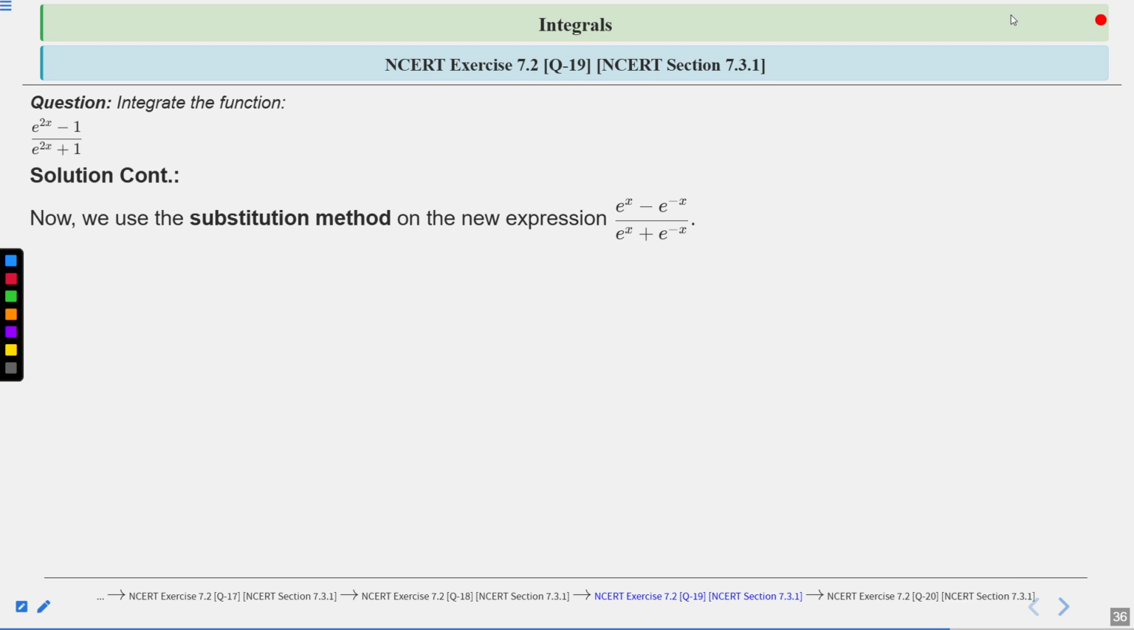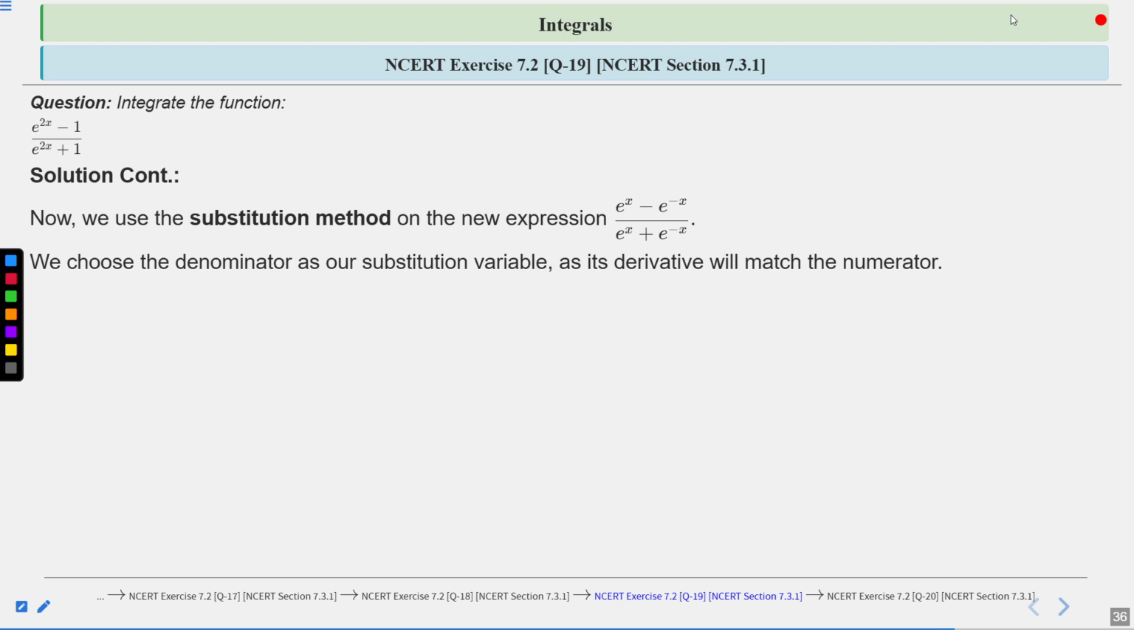Now we use the substitution method on the new expression, which is e to the power x minus e to the power minus x upon e to the power x plus e to the power minus x. We choose the denominator as our substitution variable, as its derivative will match the numerator, as we have discussed that we need to make some simplification to make the numerator dt, the differentiation of the denominator. So let us take t is equal to e to the power x plus e to the power minus x.